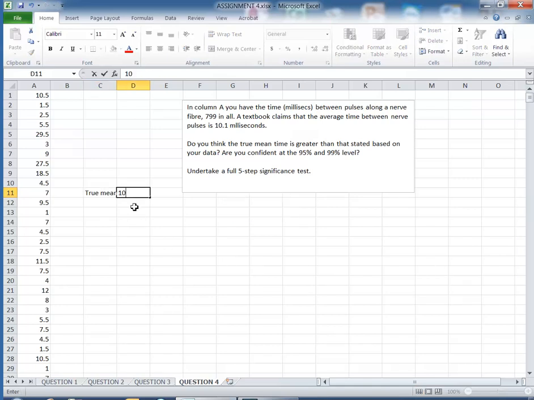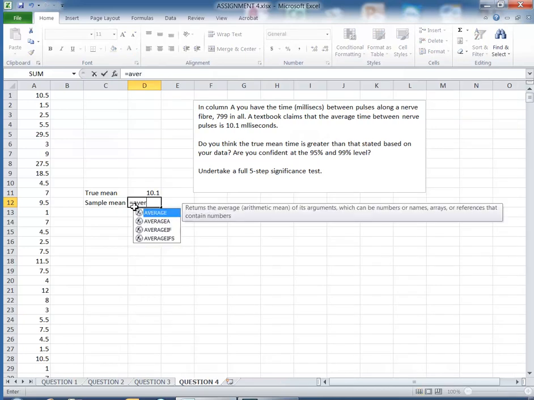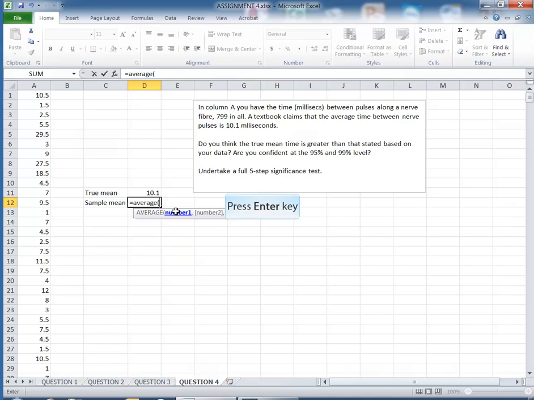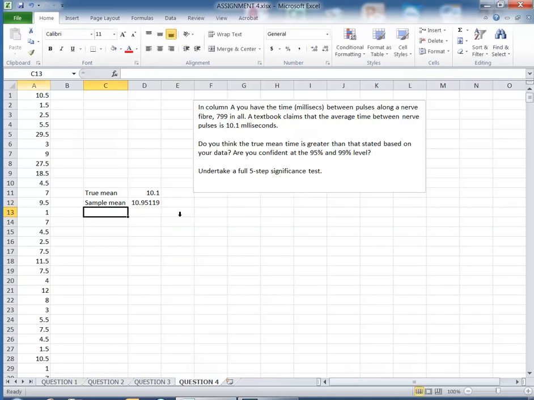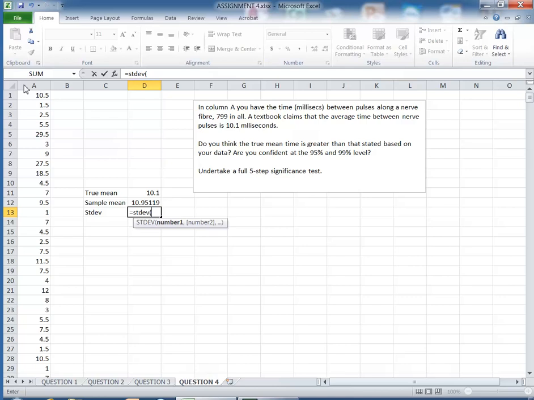10.1. You have a sample mean that you've calculated that you're going to test the true mean against: 10.95. Our sample also has a standard deviation. Note you're not given a standard deviation. If we were given a standard deviation, we'd calculate a Z-score, but because we're not, we have to calculate a T-score. All right, so we have a true mean, it's given to us. We have a sample mean, 10.95, and we have a sample standard deviation.